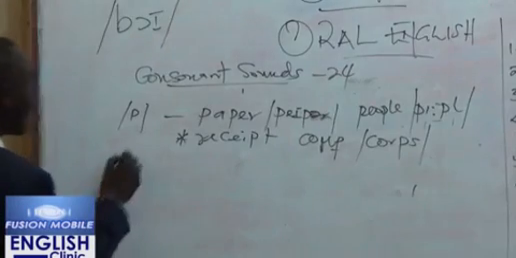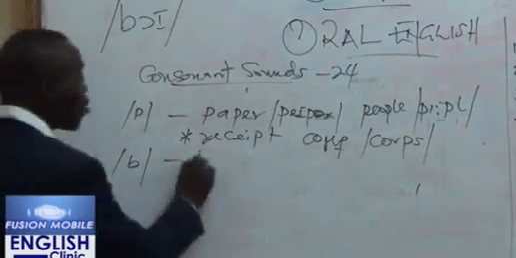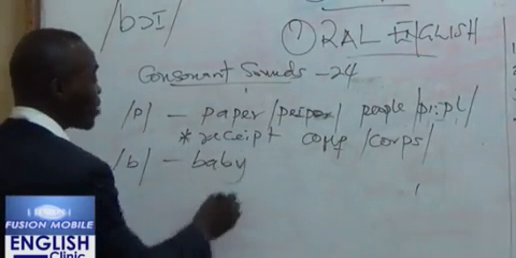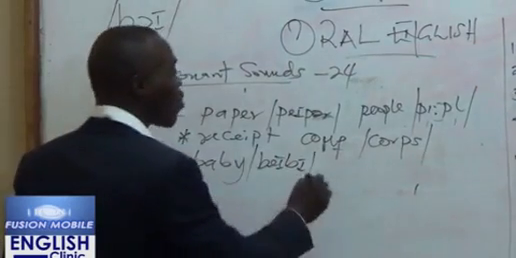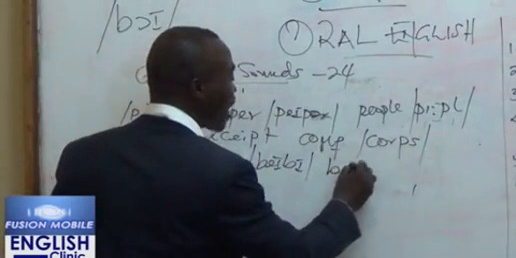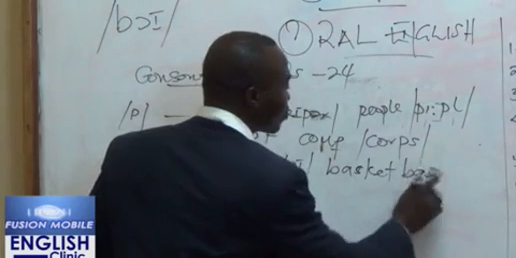Then the next sound is the ba sound. You have it in a word like baby. You have it in a word like baby. You have it in a word like basket. Basket.